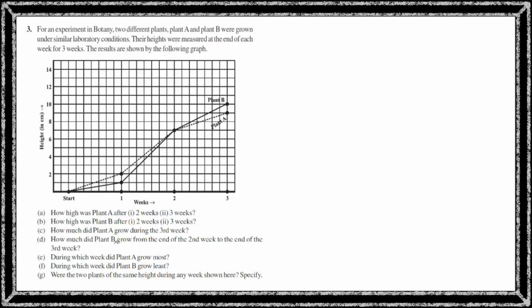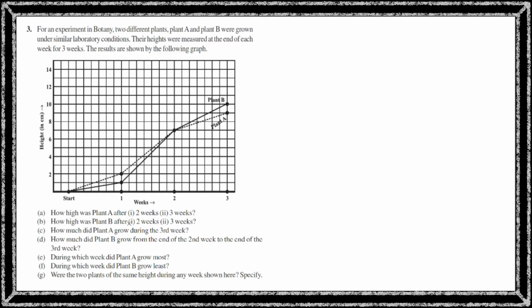In the third question, they are giving us data of the growth of two plants, plant A and plant B, which are grown in laboratory conditions for 3 weeks. Okay. So at the end of each week, they are looking at the height of the plant in centimeters. So you have two lines here. Okay. The dotted line corresponds to plant A and the solid line corresponds to plant B. So let's look at the questions.